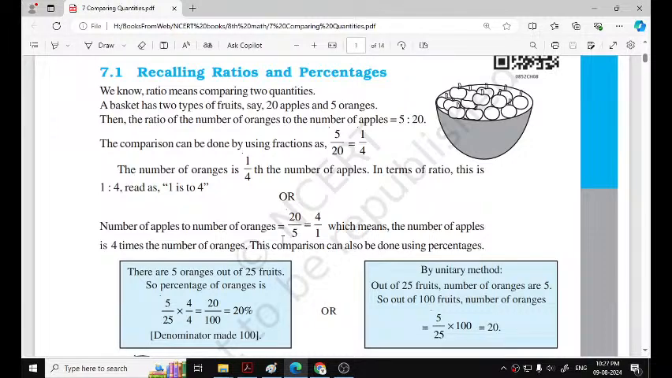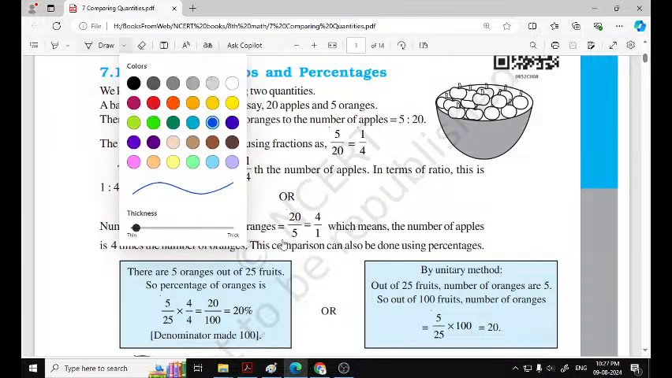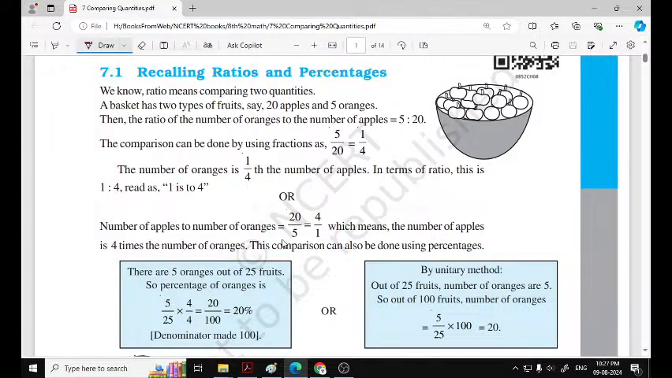Comparing ratios and percentages. We know ratio means comparing two quantities. A basket has two types of fruits, say 20 apples and 5 oranges. The ratio of the number of oranges to the number of apples is 5 as to 20, and in simplest form that can be written as 1 upon 4.